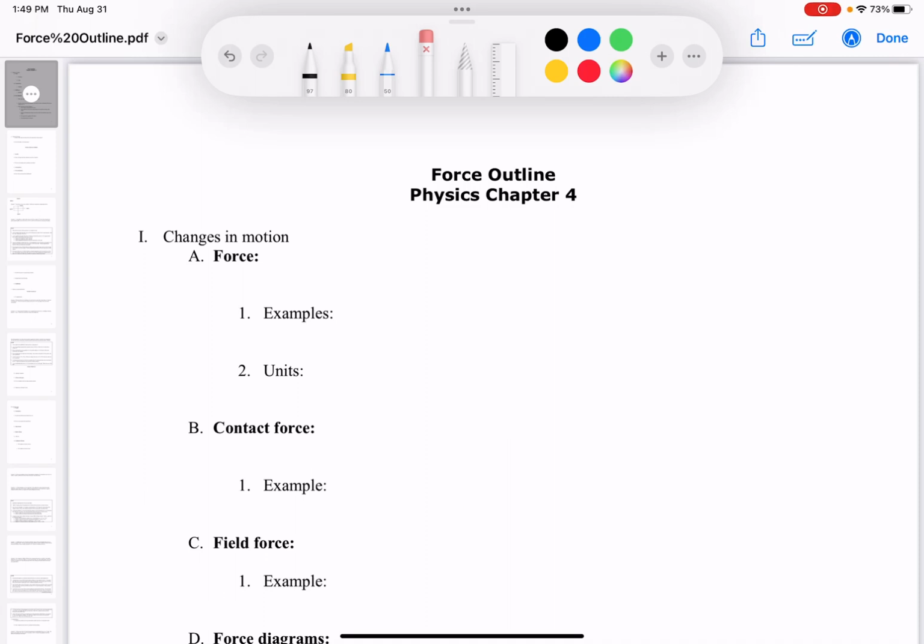Hello, let's go over our first section here and our first part in forces. So let's go ahead and jump into it.